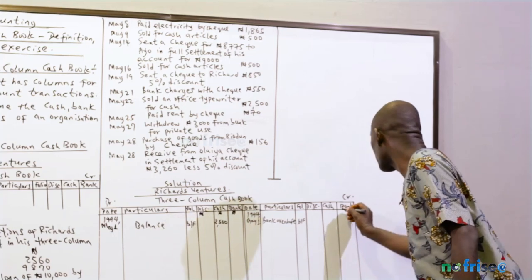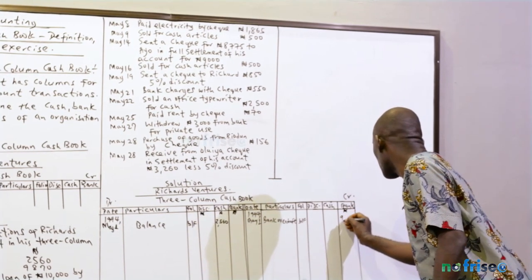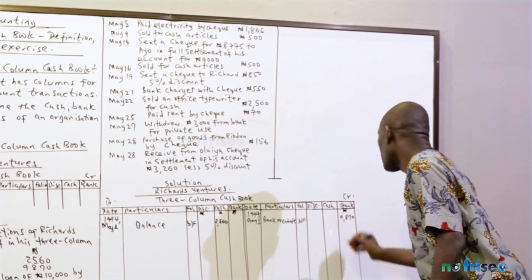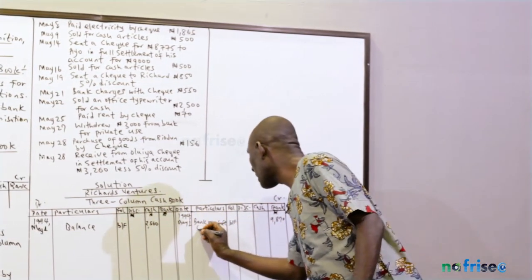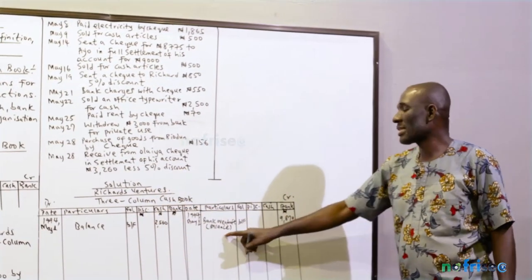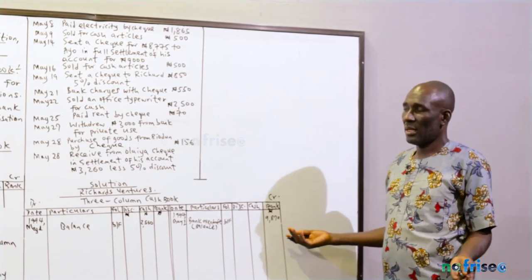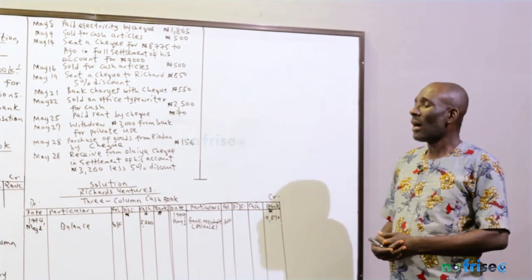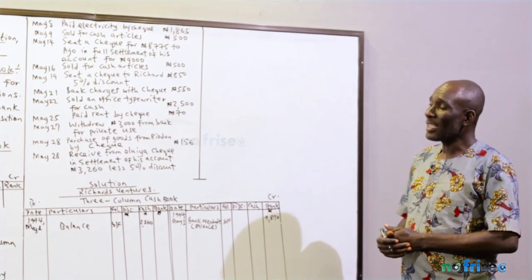Under bank, we have 9,870. We can as well just write balance. Let me put it here. So this balance, just like we have here, anybody seeing it in the bank will know that it's the opening bank balance. If you like, it's an option. Now, we have taken care of the first transaction, May 1. Now, let's go to the next one.